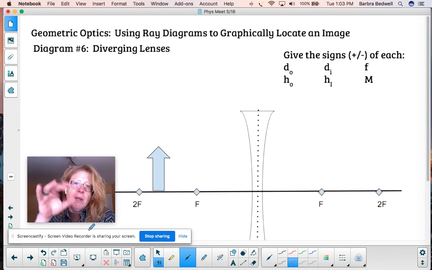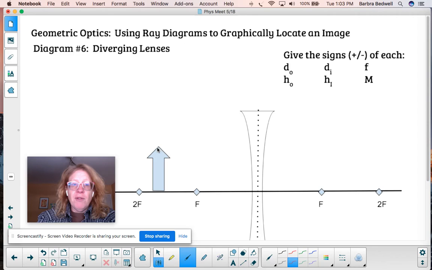So our principal rays are still going to be kind of the same. So you're going to go in flat and then through F. And then you're going to go through F and then out flat, sorry. And then through middle. The thing that makes diverging lenses different is that you flip-flop which F you use. So here's what I mean by this.